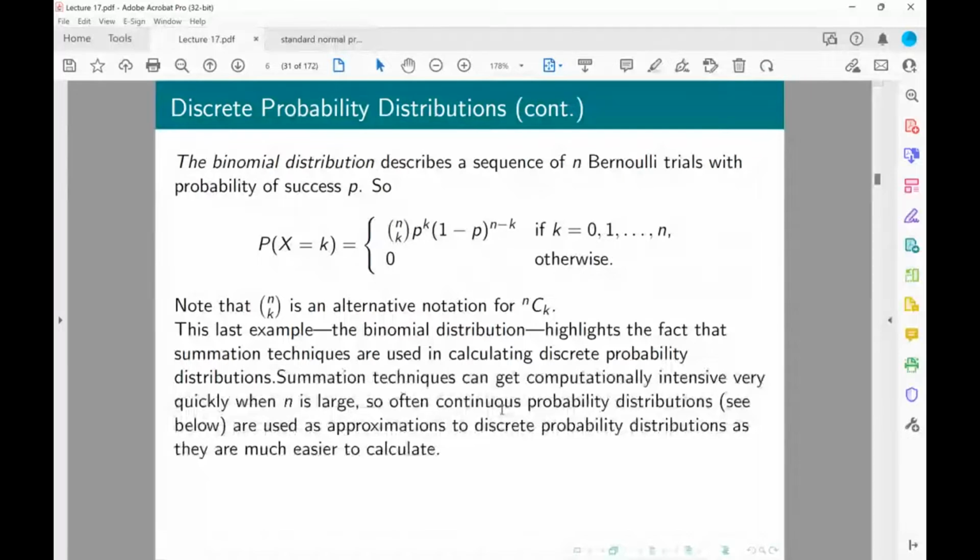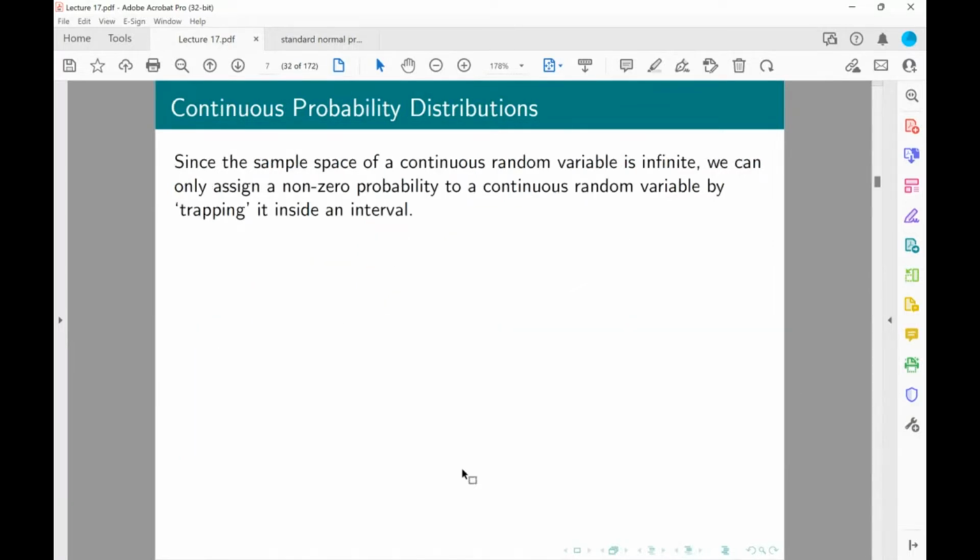This goes a little bit beyond what we need to really discuss, but sometimes with this sort of thing, we would approximate it with a continuous probability distribution. I think the last challenge example talks about that. So same with discrete, we can look at continuous probability distributions.